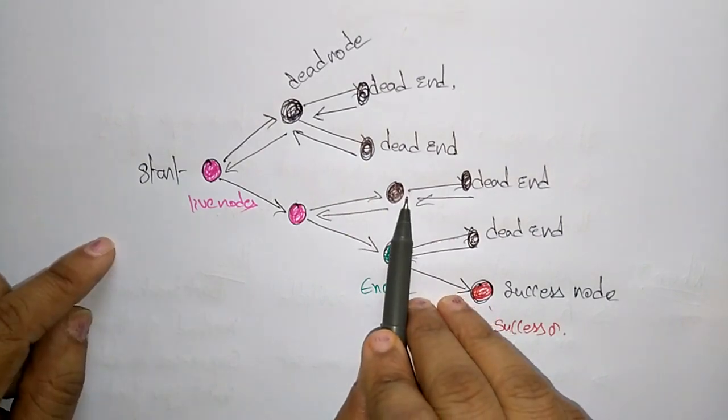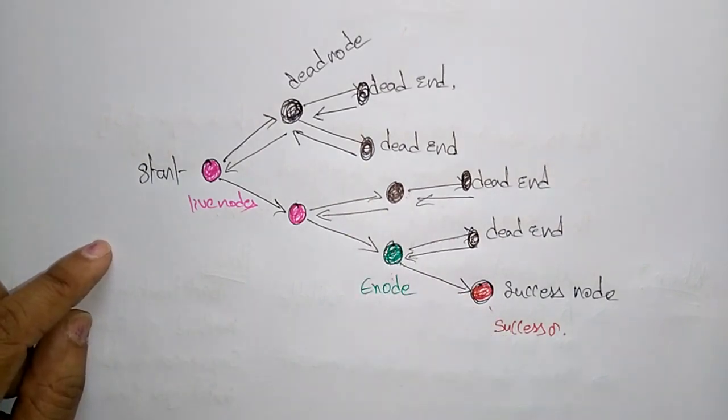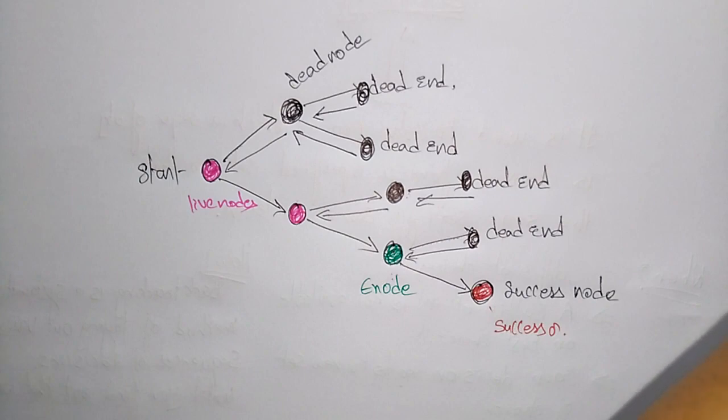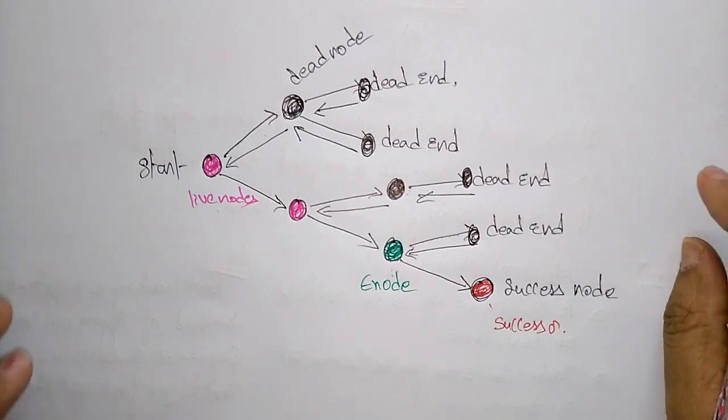And coming to the dead node. A dead node means a node which is not to be expanded further. You can't expand that node further, so that becomes the end of that tree. So that node you call a dead node.